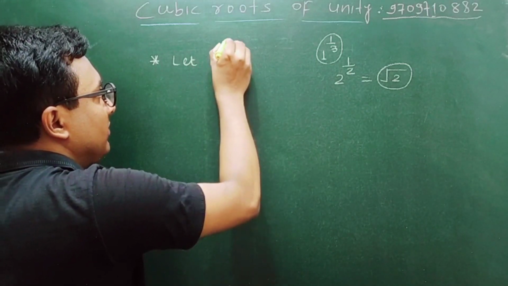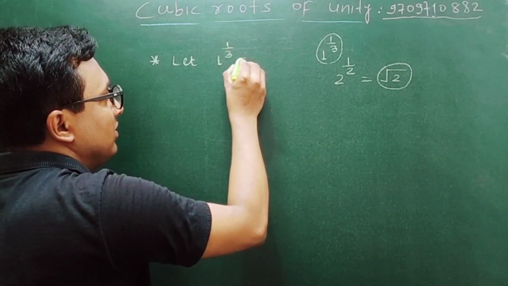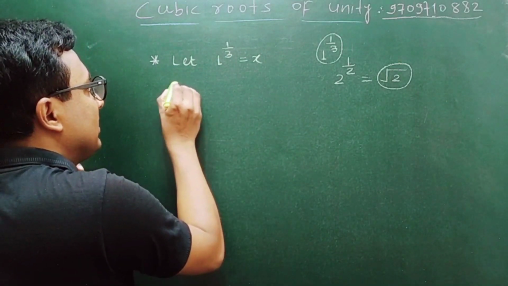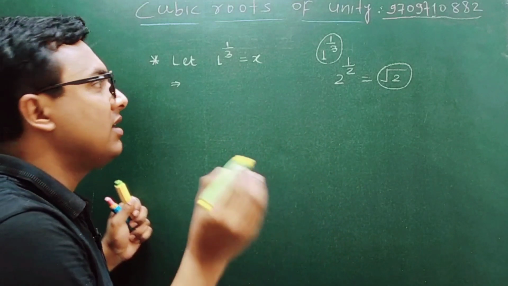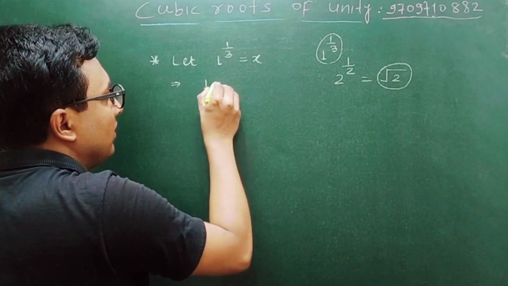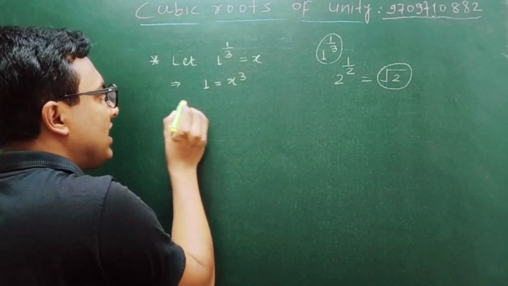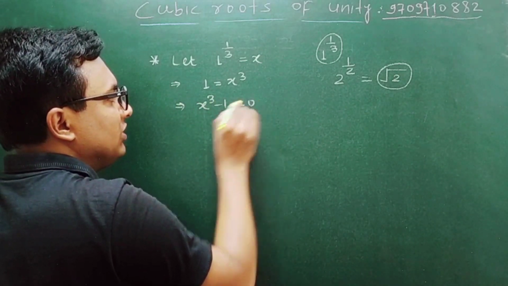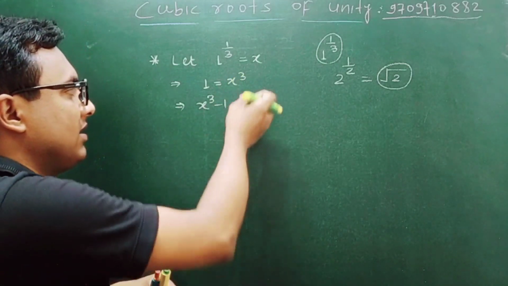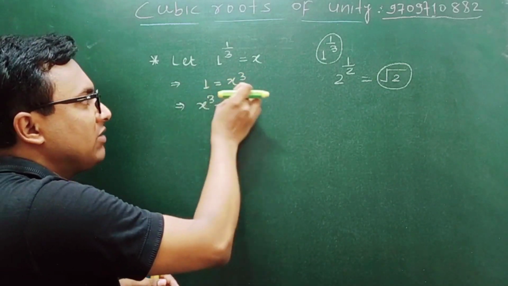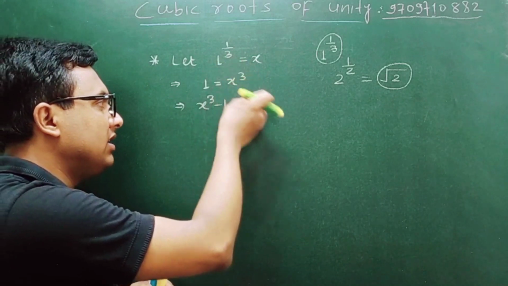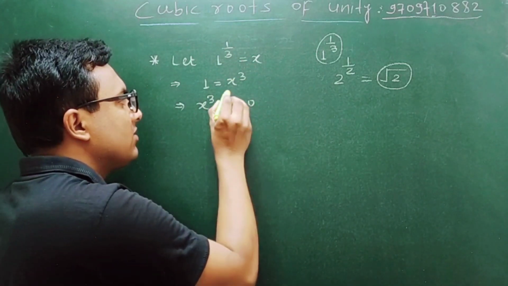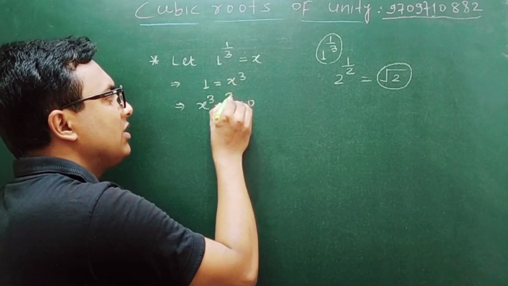See here, let 1 to the power 1 by 3 is equal to x. Clear? Cubing both sides, we get 1 is equal to x cube. That means x cube minus 1 is equal to 0. We write this in this way: 1 is equal to x cube, written as x cube minus 1 is equal to 0. 1 means 1 cube.